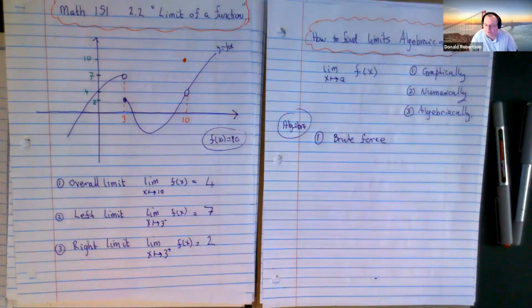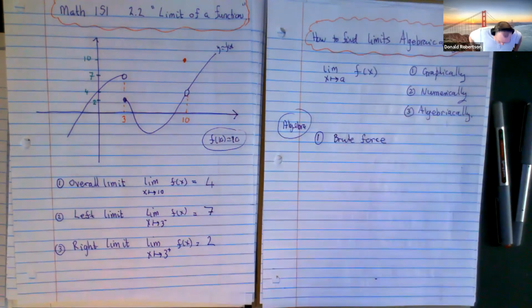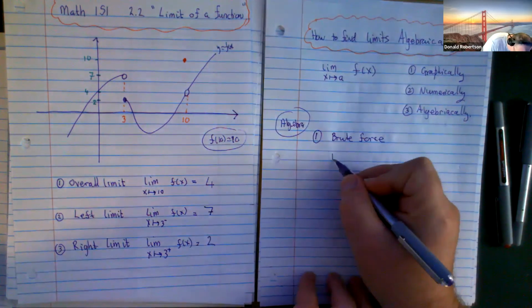First method is brute force. Brute force is basically you just plug in the value of x and you get your answer. Seems unlikely. Doesn't happen often, but when it does, it's really good. Give an example of that.